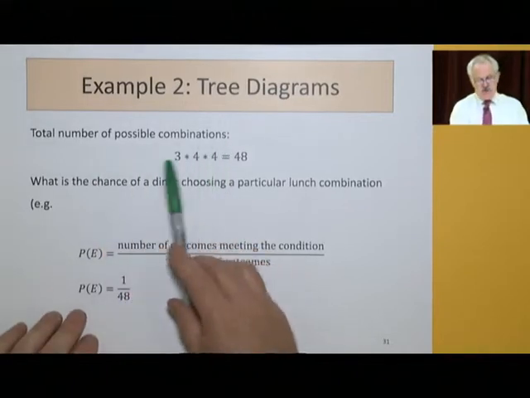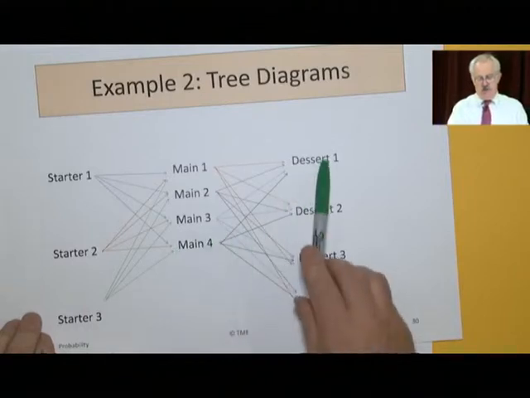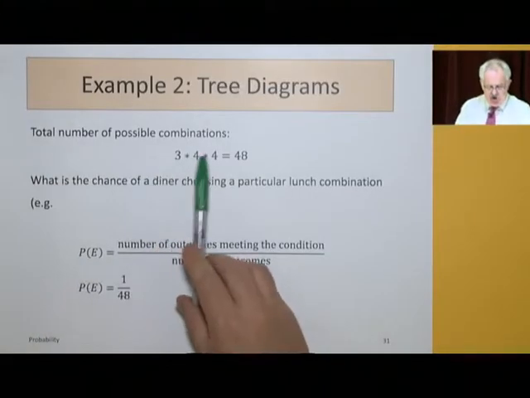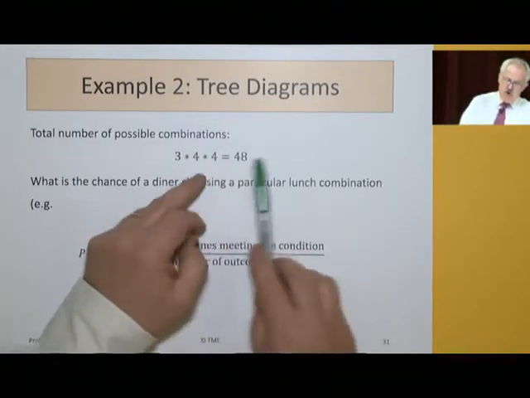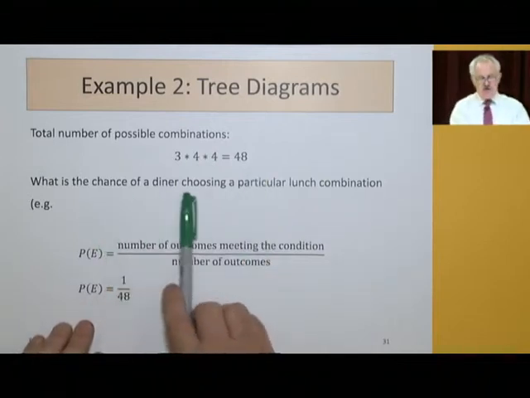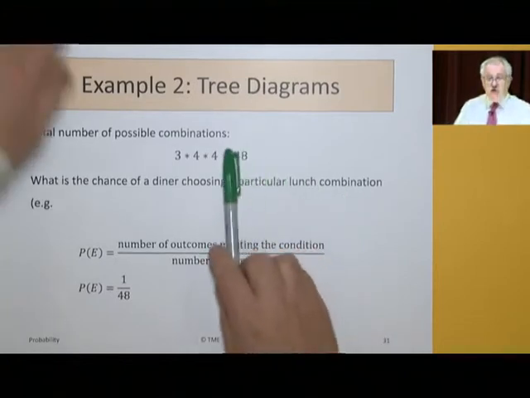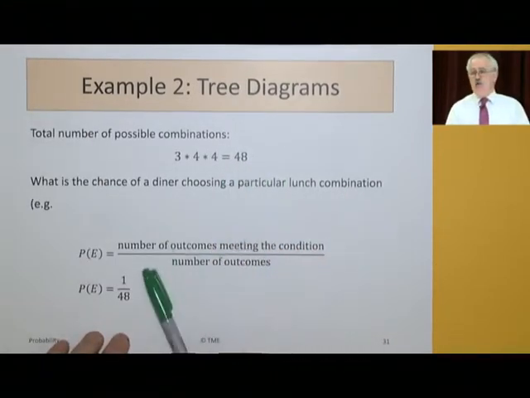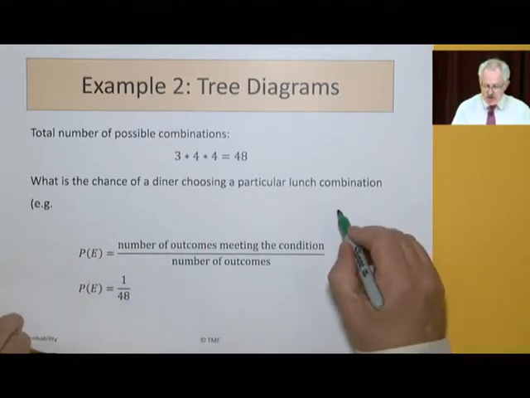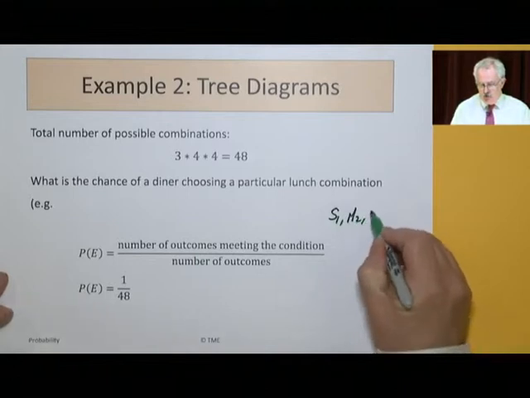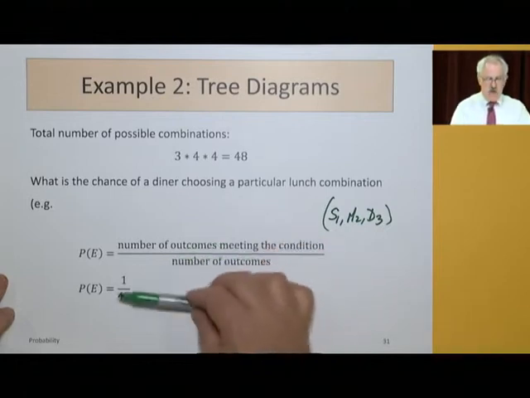So the total number of possible combinations are, you have 3 choices for your starter, 4 times here and 4 here. It's 3 by 4 by 4, which is 48. Now, that's the way you get the number of options or the combinations. But what's the chance of a diner choosing a particular lunch combination? Well, if there are 48 different ones, and you're only choosing one, well then the number of ways of meeting, say, one particular option, let's say it's starter 1, main 2, dessert 3, there's only one of those options. So it's 1 out of 48.